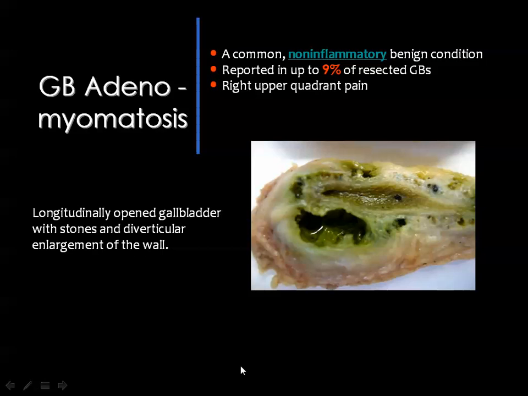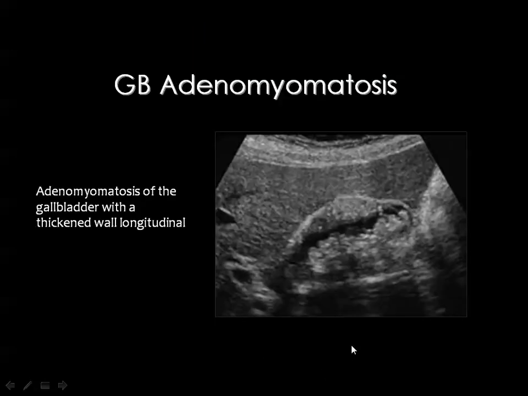Then we come to adenomyomatosis of the gallbladder, and this is a non-inflammatory condition, and it is seen in about 9% of resected gallbladders. Patients with adenomyomatosis may complain of right upper quadrant abdominal pain. And the main feature of this pathology is diffuse thickening of the gallbladder wall, encroaching on the gallbladder lumen with multiple cystic changes in the thickened wall. And this is the appearance by ultrasound.